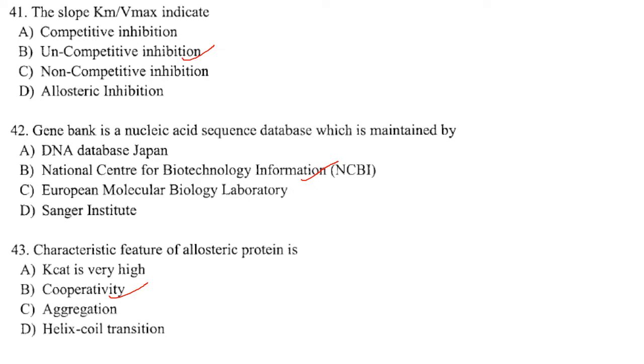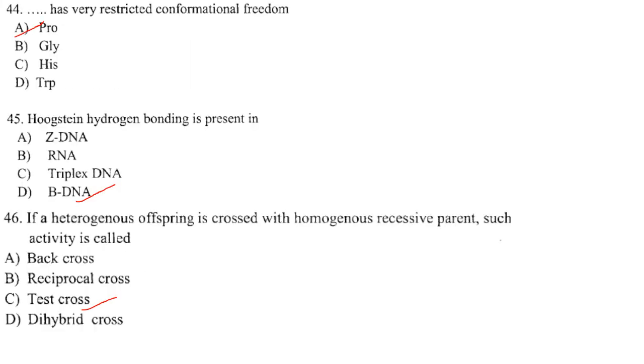Then next one. GenBank is a nucleic acid sequence database which is maintained by NCBI, that is National Center for Biotechnology Information. Answer is B. Characteristic feature of allosteric protein is cooperativity. Answer is option B. Dash has very restricted conformational freedom. So proline, it is having very much restricted conformational freedom. It influences protein architecture because its ring structure makes it more conformationally restricted than other amino acid.